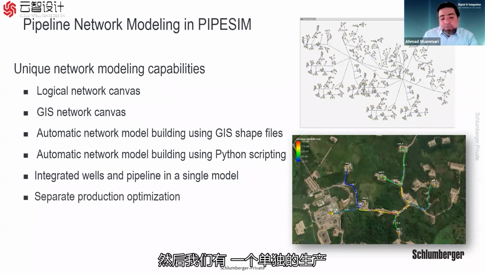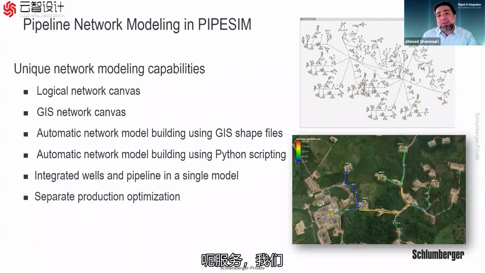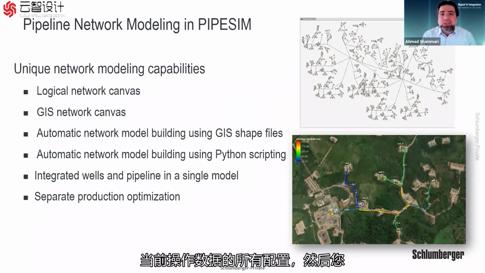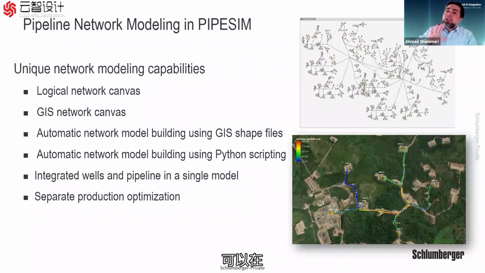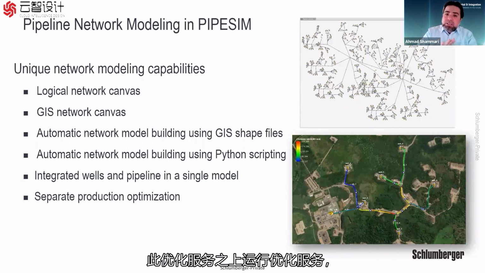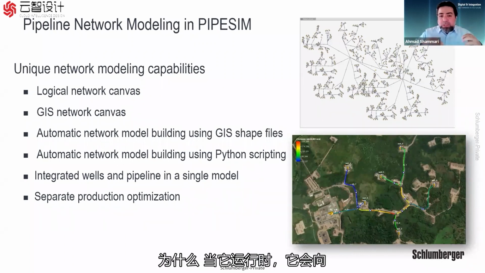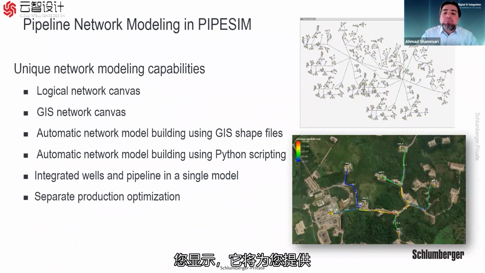And then we have a separate production optimization service. What we have is the network simulation, which is the model itself with all its configurations based on the current operational data. And then you can run an optimization service on top of that. While it's running, this optimization service will give you recommendations for new field settings, such as the choke settings, distribution of artificial lift, etc., without touching the network simulation itself.